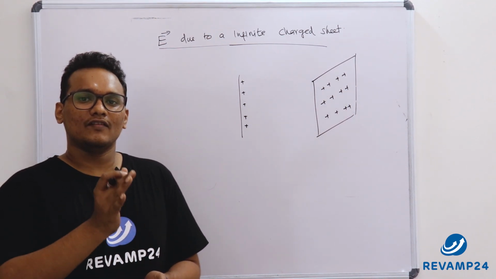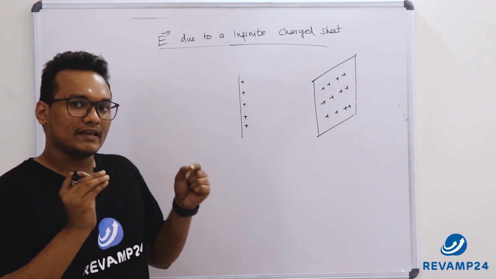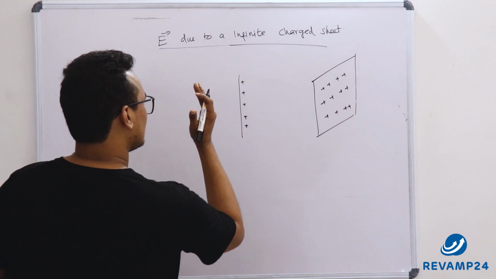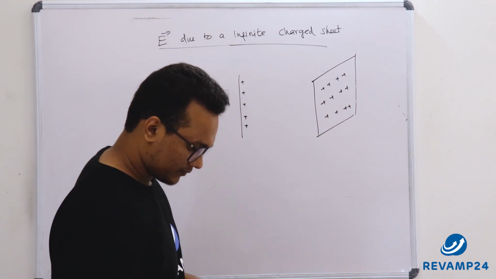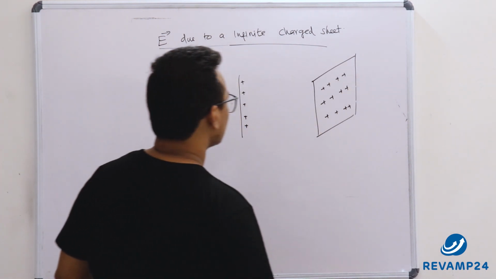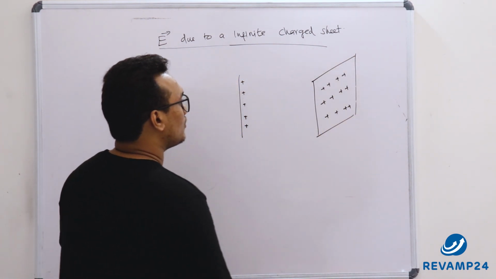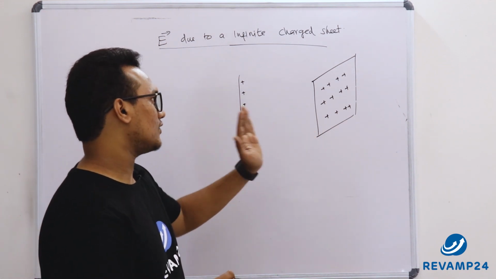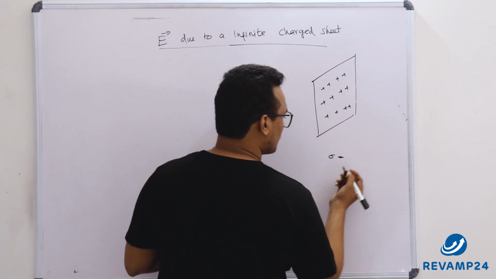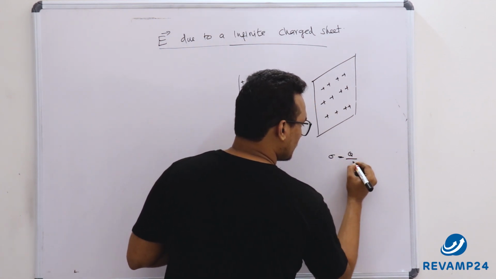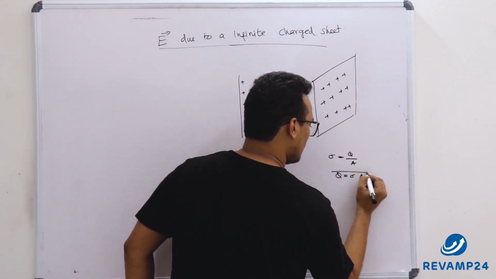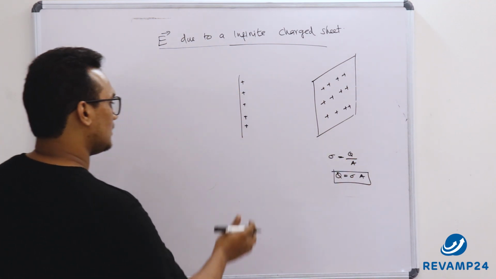In this video, we will try to get the electric field due to an infinitely long charge sheet. So this is a charge sheet, and this is the section. Here we know it is a conductor, so charge will be distributed across the area. We have already learned sigma is equal to charge distributed per unit area. So Q is equal to sigma dA. We need the value of Q.